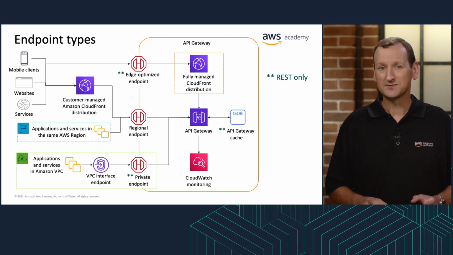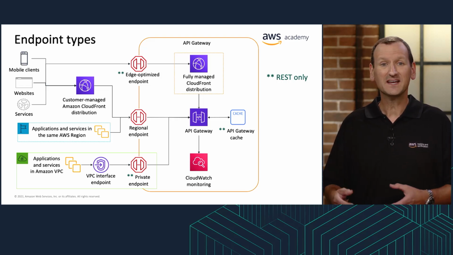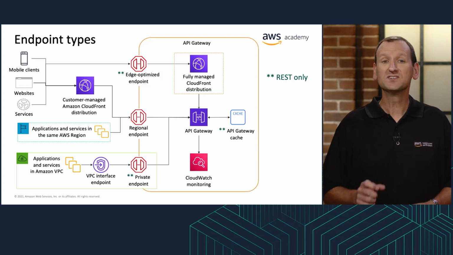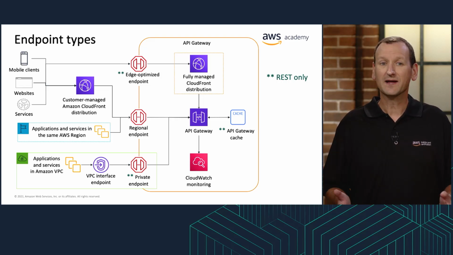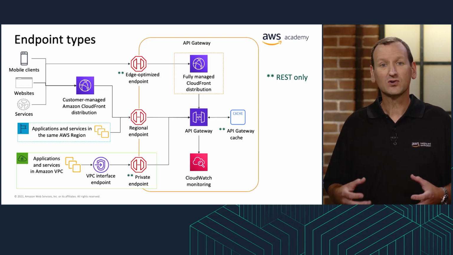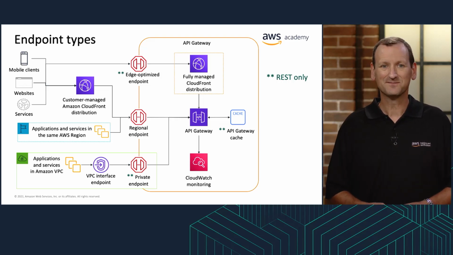All of the API types, which include REST, HTTP, and WebSocket, support regional endpoints. Regional endpoints are recommended for general use cases and are designed for building APIs for clients in the same AWS Region. Note that a best practice is to set up a CloudFront distribution in front of regional endpoints. Websites and other externally focused services will access these endpoints. CloudFront helps to protect against DDoS attacks and to reduce the round-trip time for requests and responses.